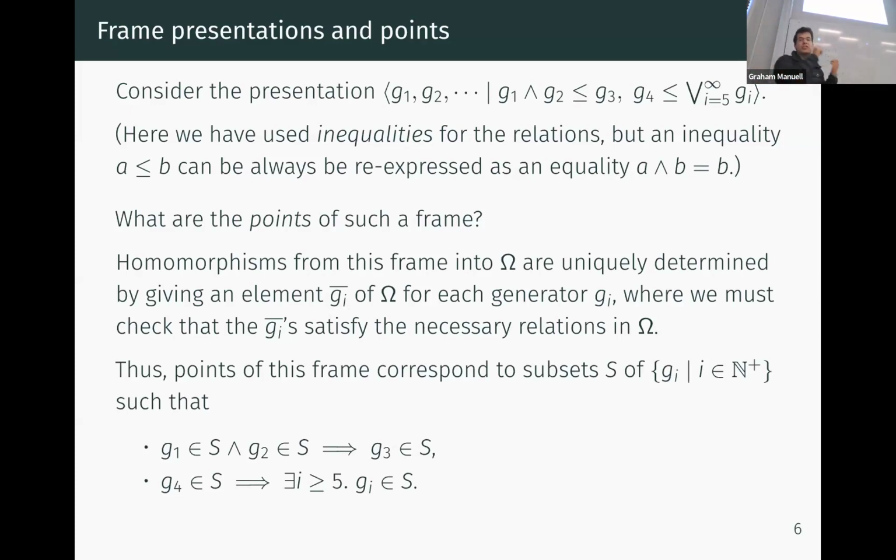And these relations, so the relation that says G1 meet G2 is less than or equal to G3, when we interpret this in omega, it says that if G1 is in the set and G2 is in the set, then it implies that G3 is in the set. And similarly for this other inequality, it says that if G4 is in the set, then there exists an I greater than or equal to 5 such that GI is in the set. So you can take these relations and give them this logical interpretation by just taking the operations in omega. So are there any questions about that? Does that make sense?